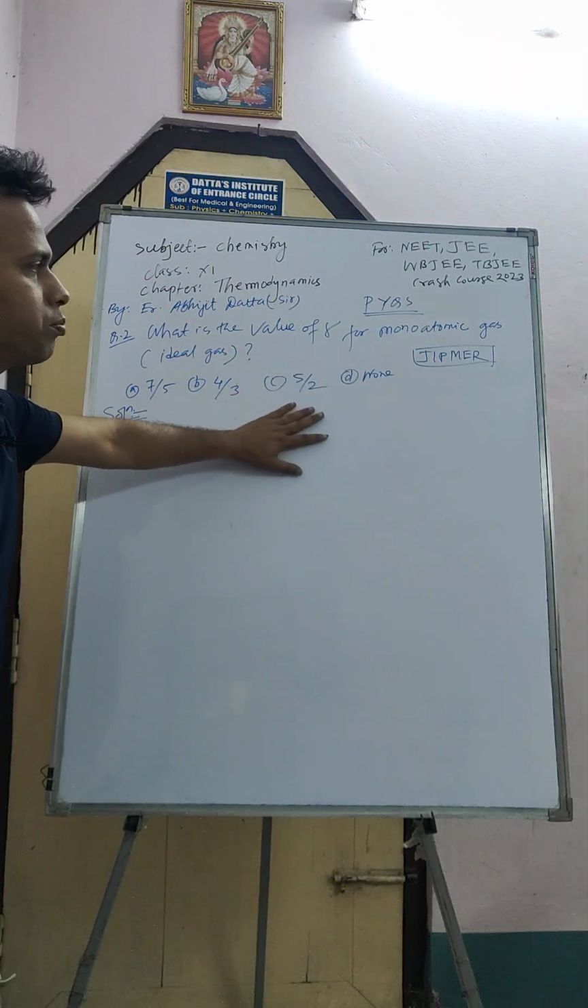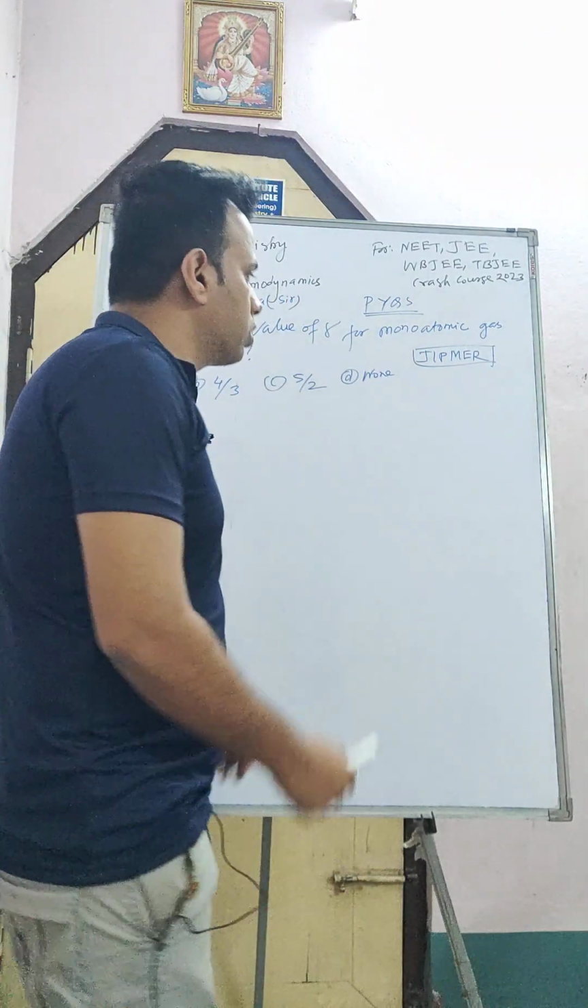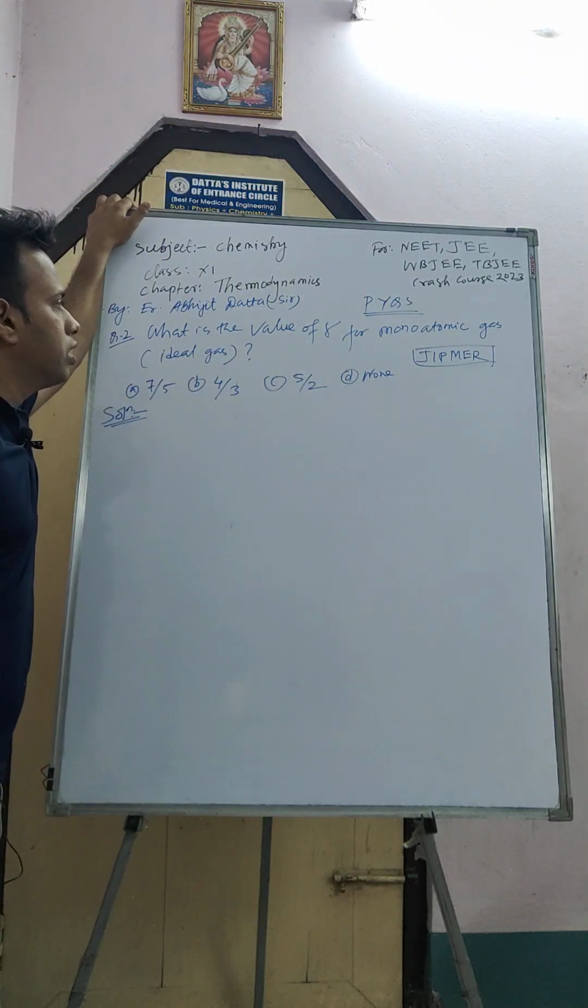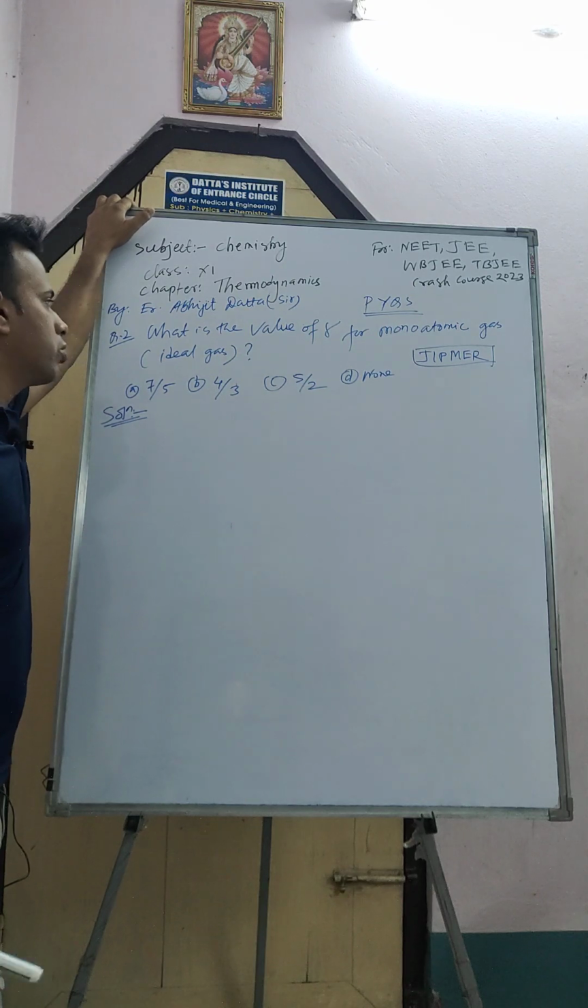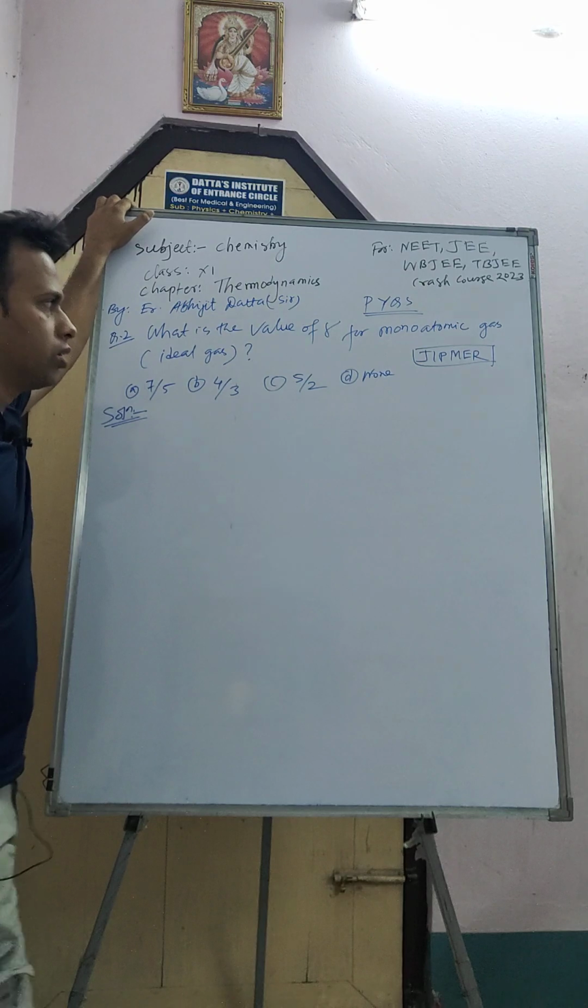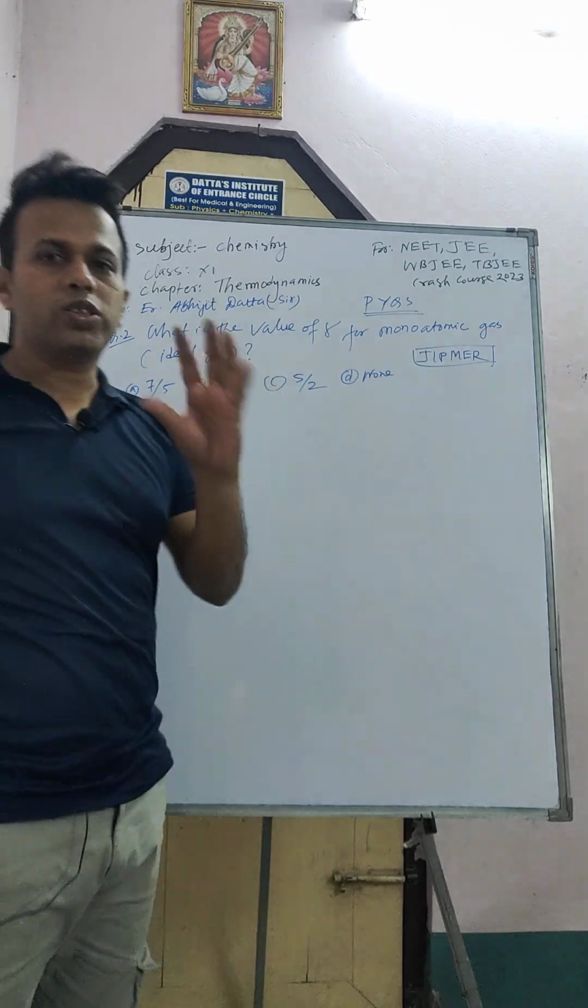This question came in JEE Main. Okay, so what is the value of gamma for monoatomic gas, that is ideal gas? Four options are given. Which option is correct? We have to find out. So first we have to know what gamma is.